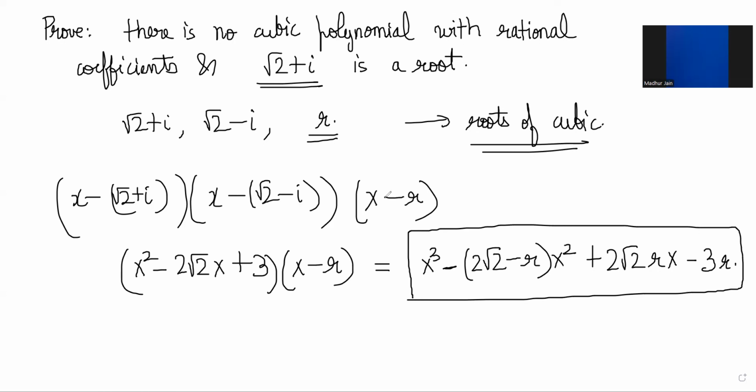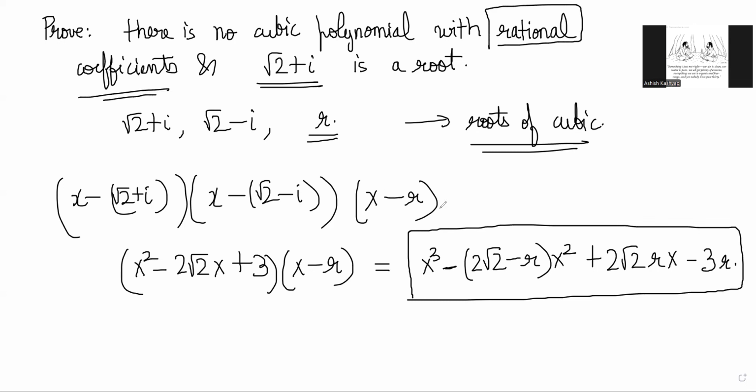Correct. Right, sir. Now we have to say that there is no cubic with rational coefficients. So right now this has to be rational, no? Correct? Yes, sir. If it satisfies the conditions of the problem, all three numbers, 2 root 2 minus R, 2 root 2 R, and 3R must be rational. Correct?